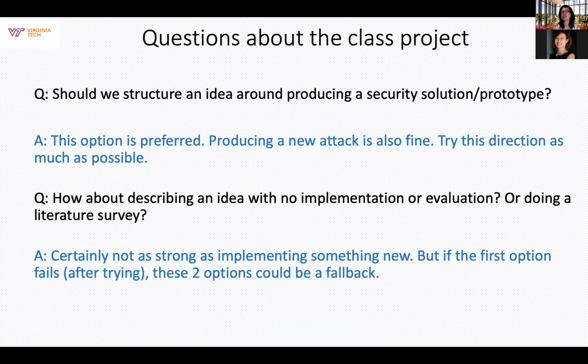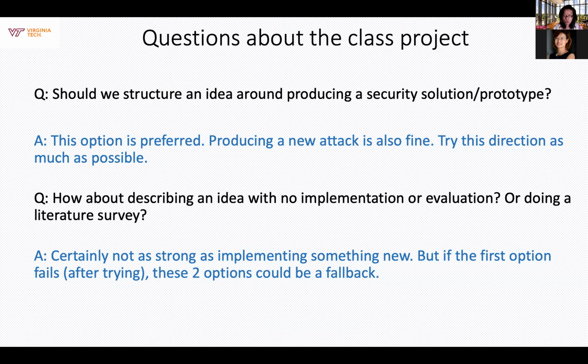How groundbreaking should it be? As long as it's useful and no one has done exactly the same thing, I would consider it new. Would I be okay if you just do a literature survey, or just describe an idea? Not as strong. Such projects will not be as strong as creating something new and constructive and doing something concrete.